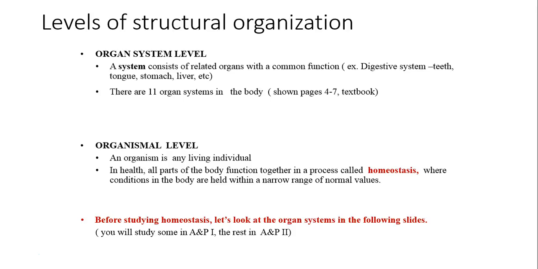In health, all parts of the body function together in a process called homeostasis, where conditions in the body are held within a very narrow range of normal values. So the values can fluctuate normally within this range. When they get outside of that range, then the body will have to do something to bring these values back into the normal range. So before studying homeostasis, let's look at the organ systems that we were talking about in the following slides.